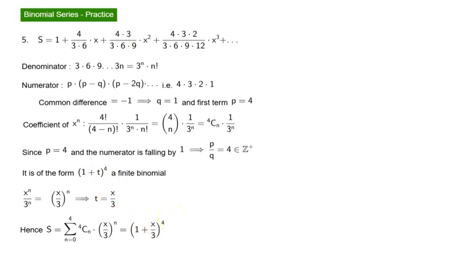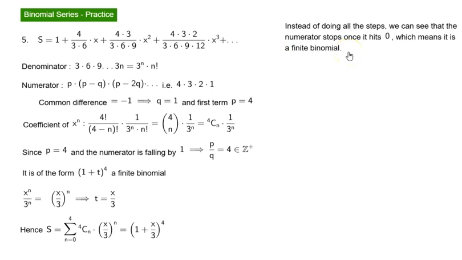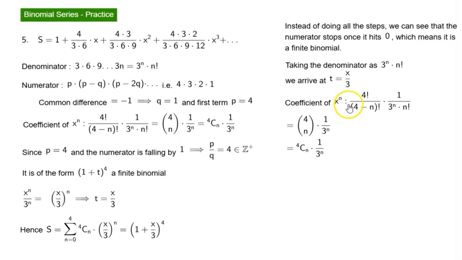Now it may look very complicated, but remember most of the steps can be done in our mind itself. So instead of doing all the steps, you can see that the numerator stops once it hits 0, which means it is a finite binomial. Taking the denominator as 3 to the power of n times n factorial, we arrive at t is equal to x by 3. Coefficient of x to the power of n is 4 factorial by 4 minus n factorial times 1 by 3 to the power of n times n factorial, which gives us 4Cn times 1 by 3 to the power of n. So we arrive at s is equal to 1 plus x by 3 to the power of 4.